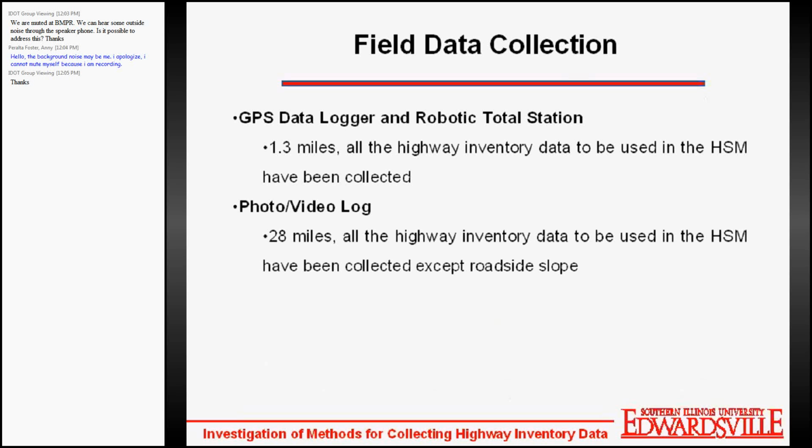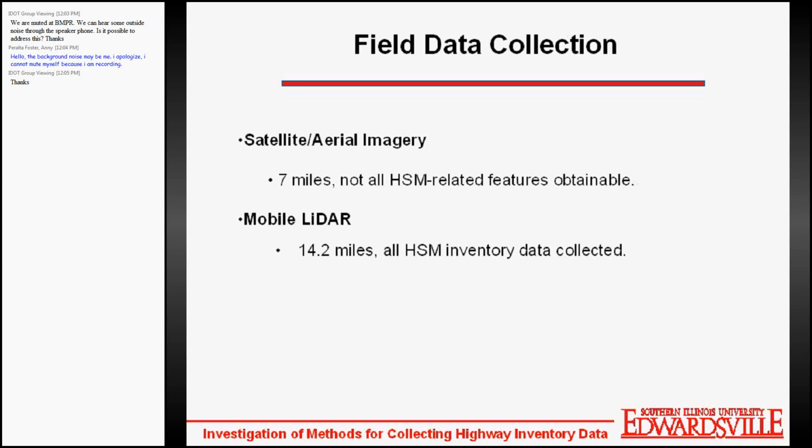The video log system we used over those 4 segments and some additional alignment, collecting a total of 28 miles of video data, and we were able to extract everything except the roadside slope and the horizontal offset to roadside objects. For satellite imagery, we used existing imagery and analyzed 7 miles of alignment over those segments that we discussed earlier. And we determined that we couldn't extract all of the Highway Safety Manual related features that we would have needed to complete the manual. Then finally, we leased a mobile LIDAR system and ran that system over 14 plus miles of road segment, and then took that data and reduced it, and we were able to retrieve all of the parameters required for the Highway Safety Manual method using that system.